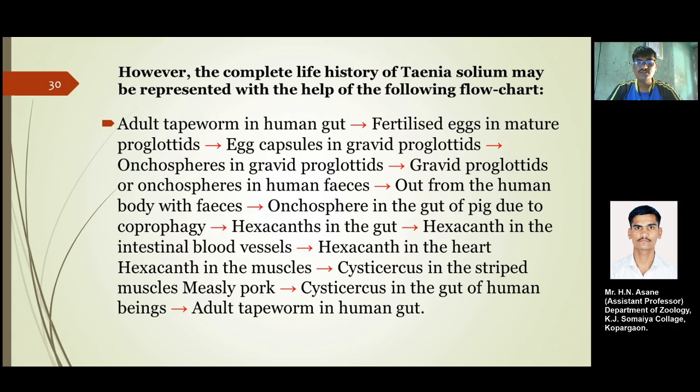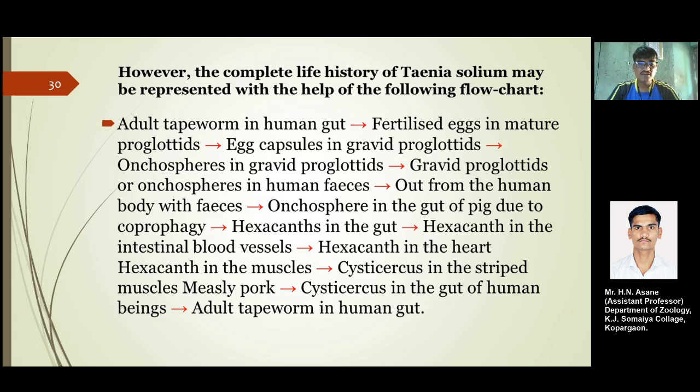Third step will be the oncospheres in a gravid proglottid. Fourth will be the gravid proglottid or the oncospheres in the human feces. Fifth will be the coprophagous pigs, with the eggs going out from the human body with the feces, and sixth step will be the oncospheres in the gut of a pig due to coprophagy. Seventh step will be the hexacanth in the gut.